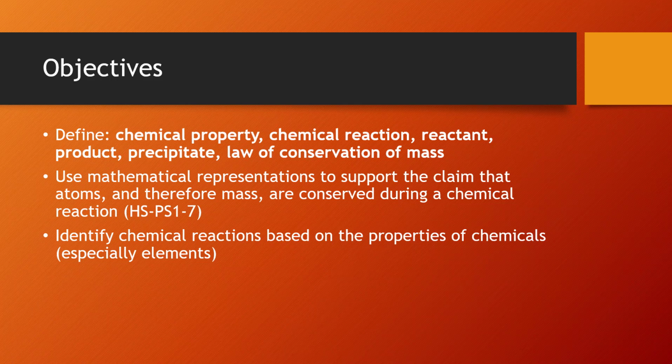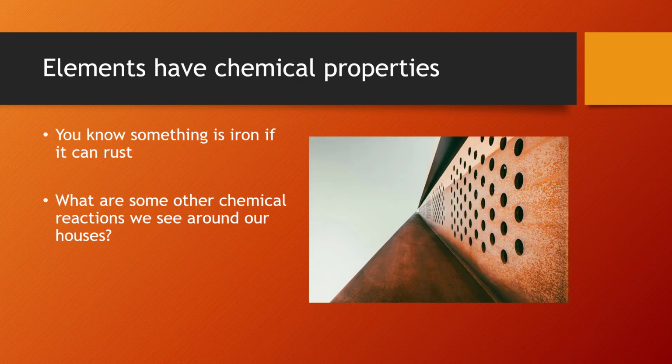Identify chemical reactions based on the properties of chemicals, especially the properties of each element. We know that elements have chemical properties. A chemical property of iron is that it will react with oxygen to form rust. That is a chemical property of iron.